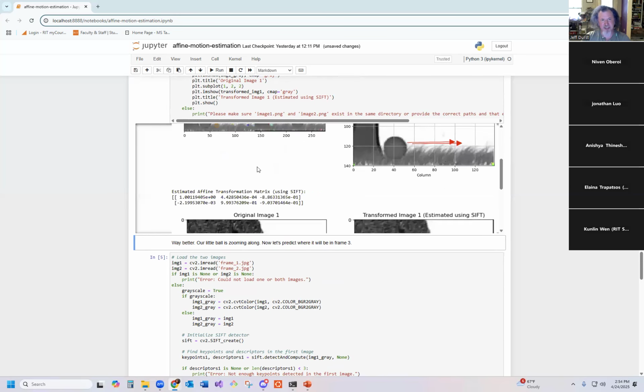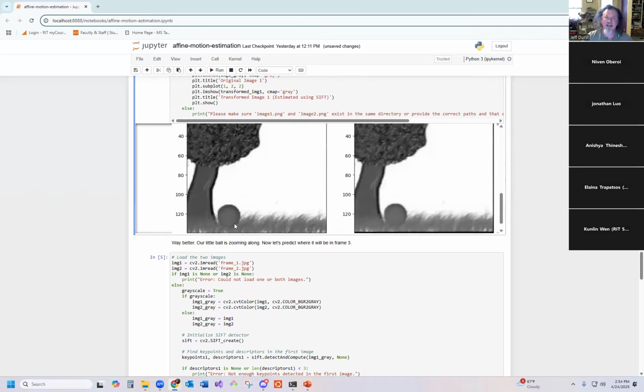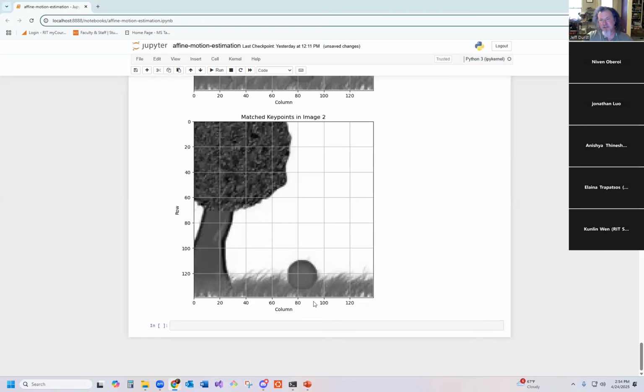So we took this affine transformation, and this little bit of code says use this information and the starting point in frame 1 to tell me where the ball will be in frame 3, right? And this is where the ball actually is in frame 3, and this is where my affine motion model told me the ball would be in frame 3.